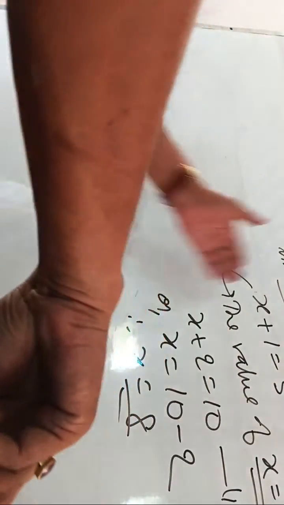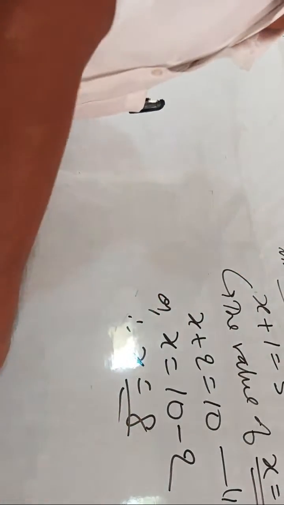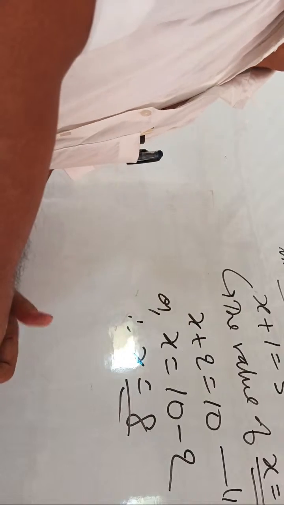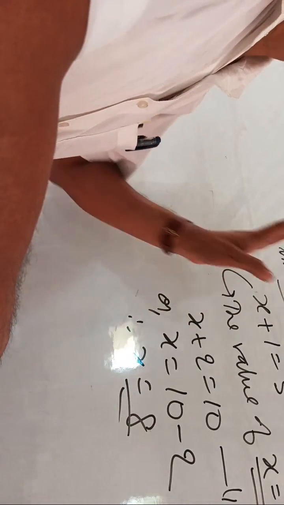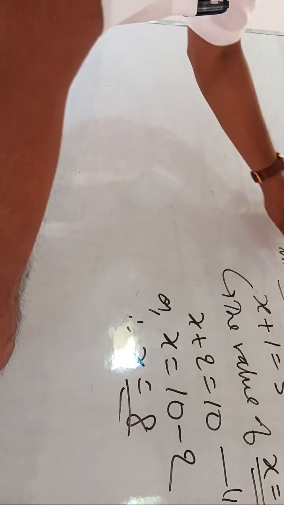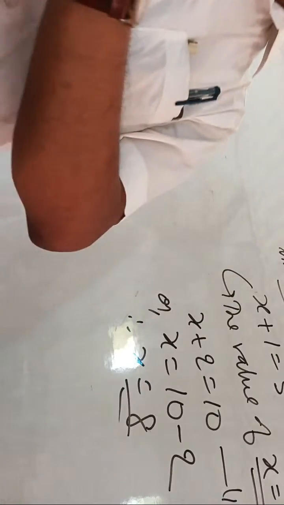Now, this is an equation. This is called a linear equation. Linear equation means the maximum power is 1. When the maximum power of the variables is 1, then we say that they are linear equations, and these are the linear equations in two variables. Now, how to represent these two equations on a graph paper?